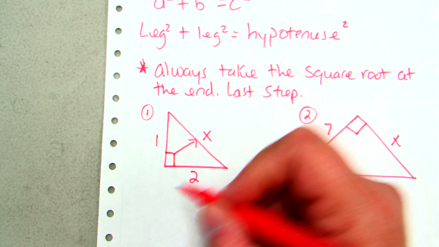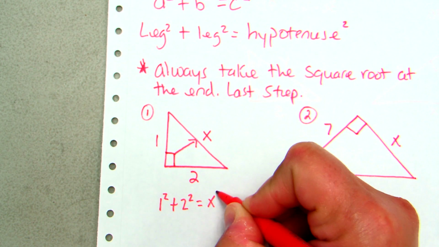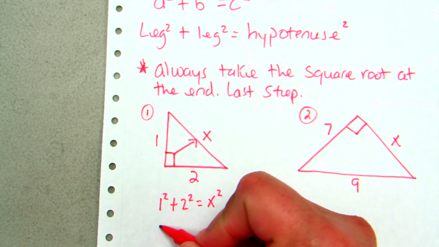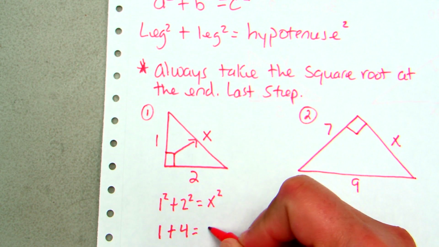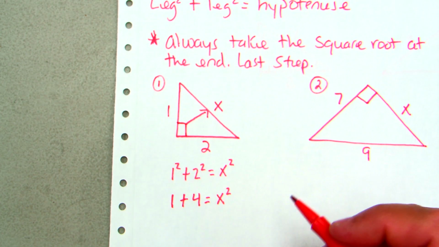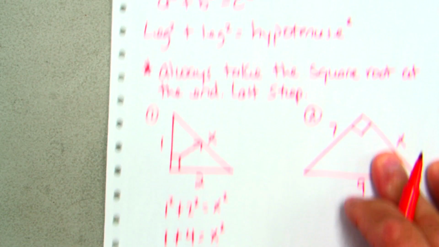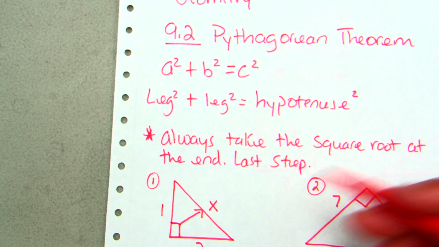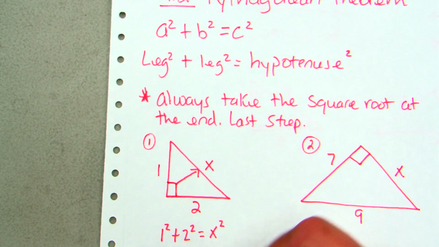So basically we should be able to say that 1 squared plus 2 squared equals x squared, since 1 and 2 are our legs. Now 1 squared is 1 and 2 squared is 4, which equals x squared. So we've squared them, now we just combine them, 1 and 4, add those together, and we get 5 equals x squared. But don't forget this step that says always take the square root at the end, and that should be your last step. So it doesn't matter if you're looking for a hypotenuse or leg, you still will take the square root at the end.